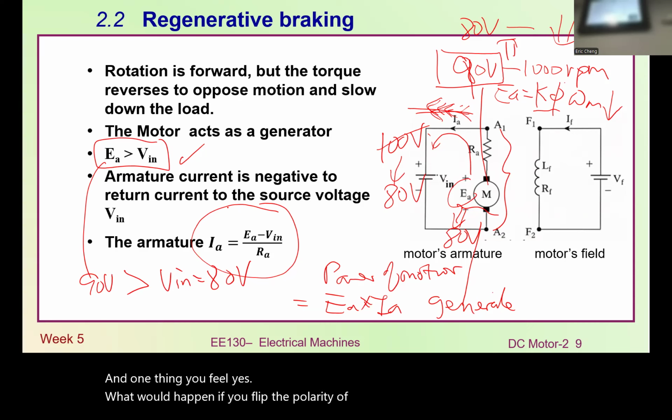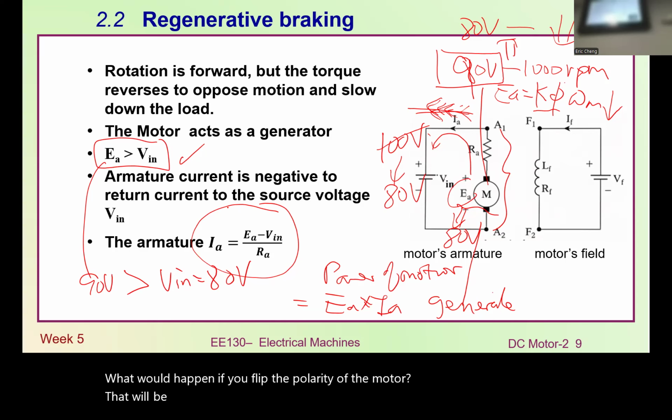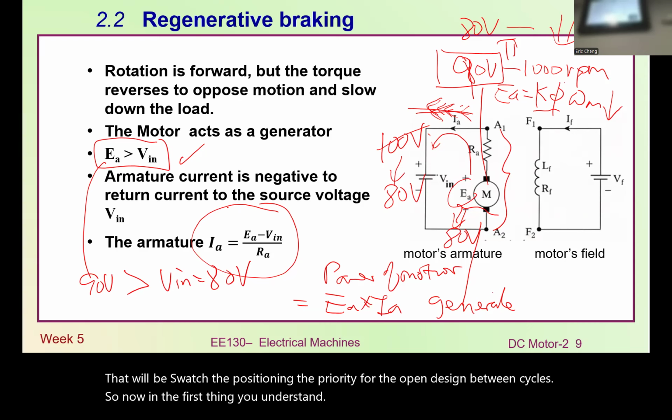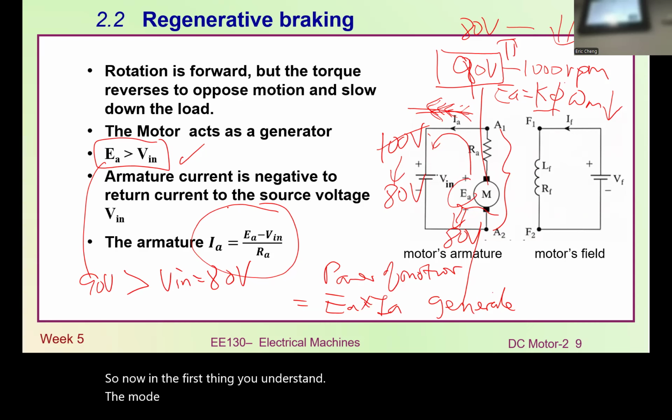That will be experience line. The experience line will be, we're going to talk about the tracking mode. We'll talk about the position, the polarity for the motor. It's really important on two sides. So now, firstly, you understand the modes of operation, motoring and also regenerative braking. So that's two important operation modes for the motor.